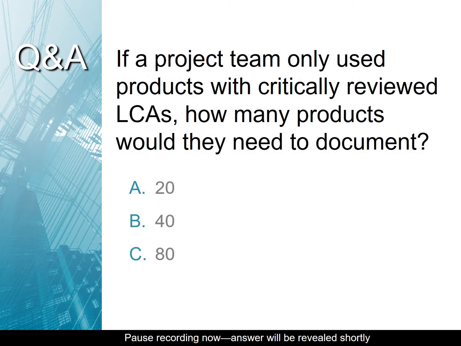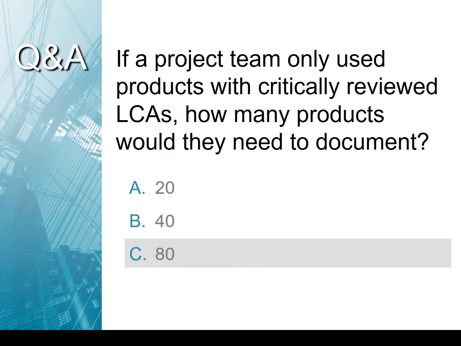If a project team only used products with critically reviewed LCAs, how many products would they need to document? Critically reviewed LCAs are only worth 1/4 of a product, and 20 products are needed to earn the credit. This means if all of the products the project team submitted were critically reviewed LCAs, they would need to provide 80 products to reach the credit.